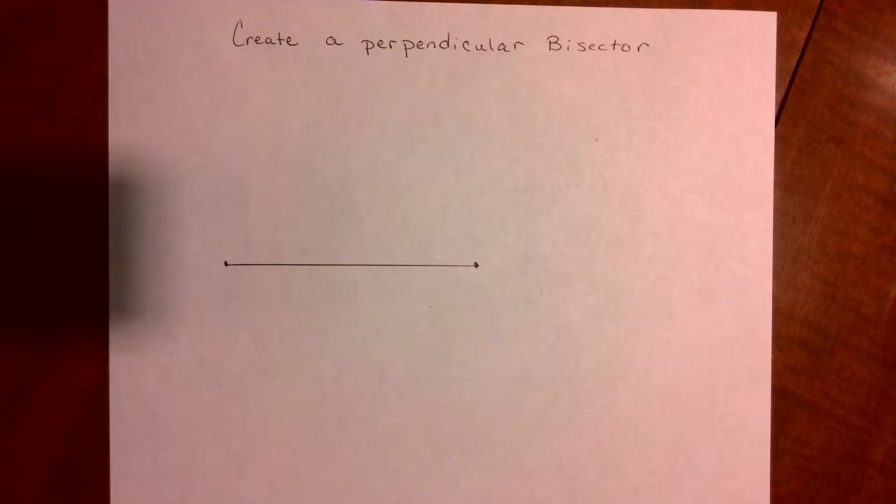This is Mr. Rowe. We're looking in geometry. This is part A, and this is lesson 6. And in this little video, we're going to look at how to create a perpendicular bisector.